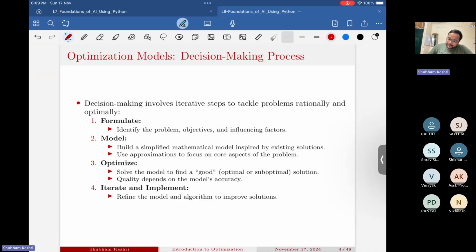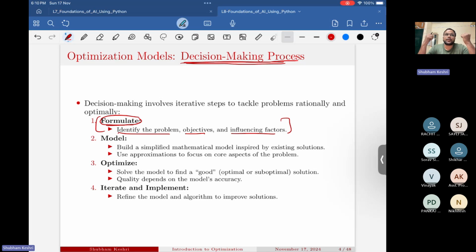Right. So we'll see a decision making process. So how do we make decisions? First, suppose you are in a company and you have been given a problem. So first step is to formulate the problem. That means you have to identify the problem, identify the constraints you have, identify the objectives you have, what things are influencing what. So you see, in real life, problems are not very clear. You have to define it very precisely. Those definitions, when you combine them, become the formulation of the problem.